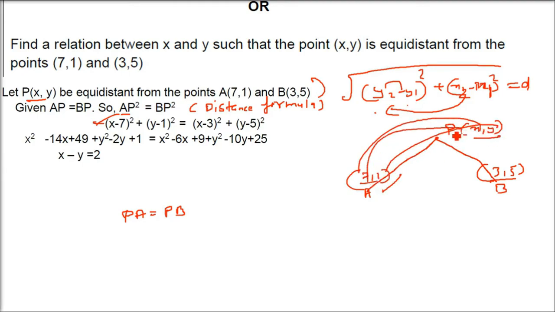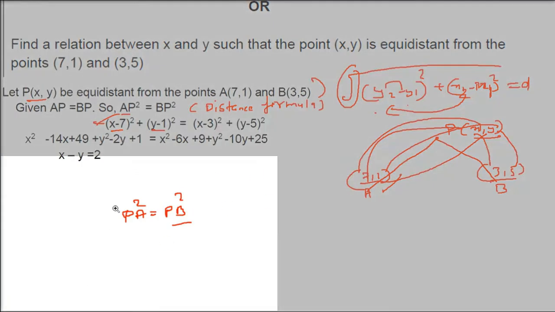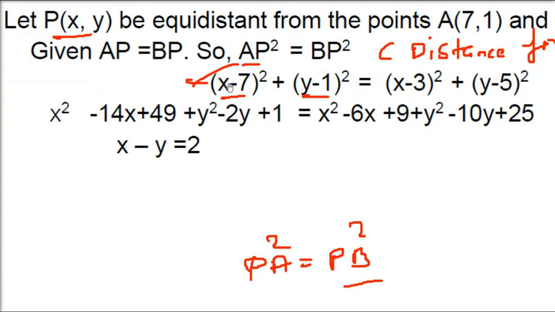Now PA, PB will come under the root. So this is the formula: x minus 7 whole square plus y minus 1 whole square. We don't want the under root, so we are squaring both sides. PA equals PB, now we are squaring it: PA square equals PB square. Now x minus 7 whole square plus y minus 1 whole square equals x minus 3 whole square plus y minus 5 whole square.